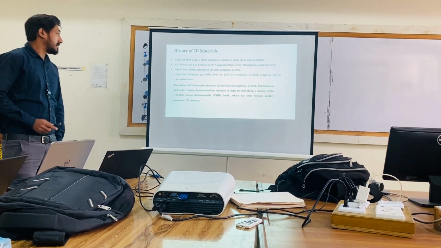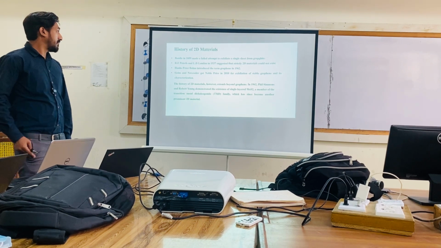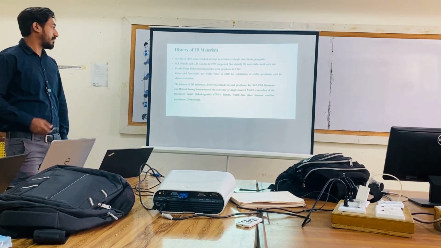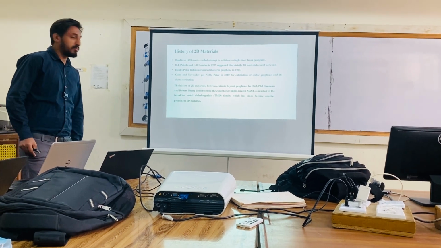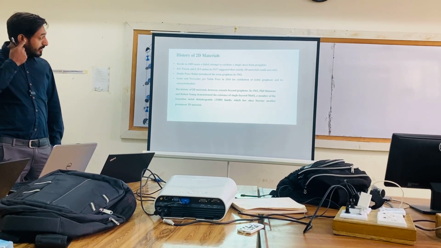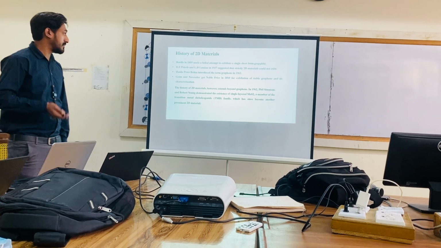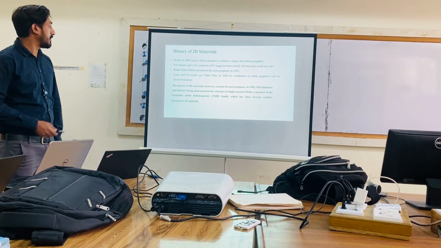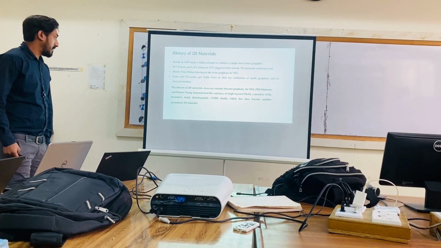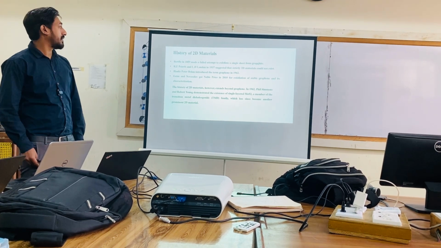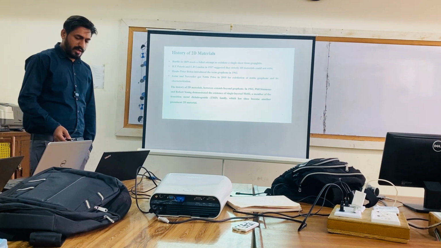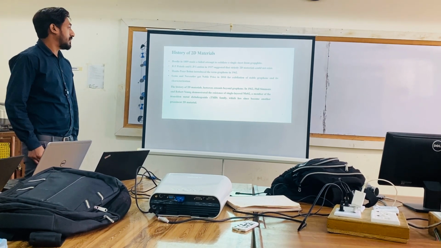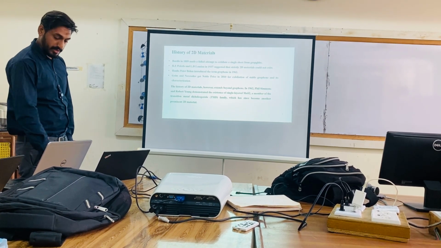So the history of 2D materials starts in 1859, when Brodie made a failed attempt to exfoliate a single sheet from graphite. This was a failed attempt, but it gave an idea to many scientists to work in this field. After that, R.E. Peierls and L.D. Landau in 1937 suggested that strictly 2D materials could not exist, because they tried many times but were not able to reach the desired results.